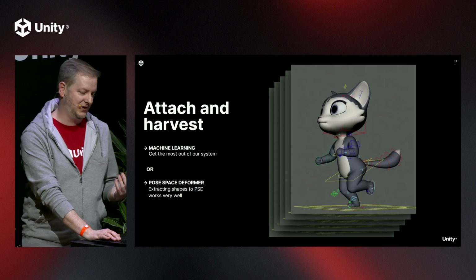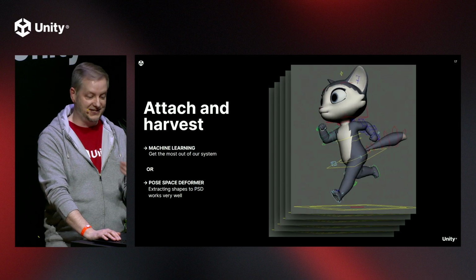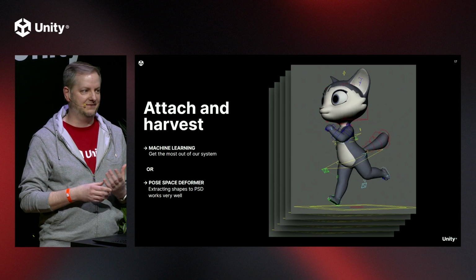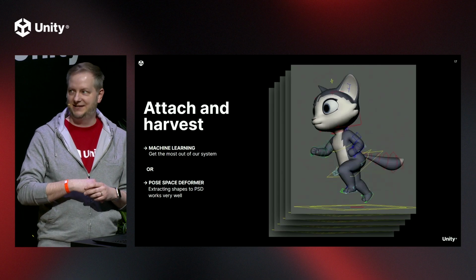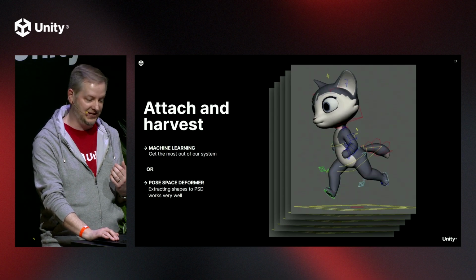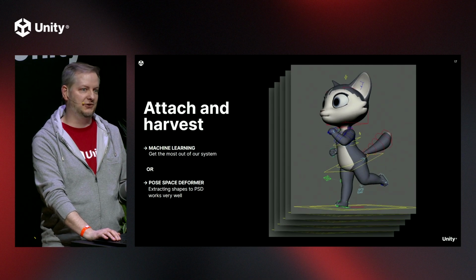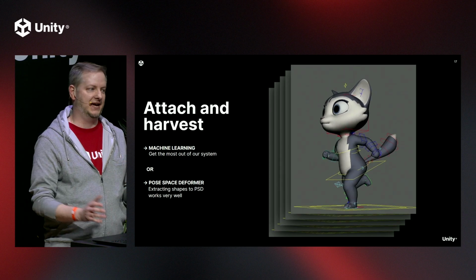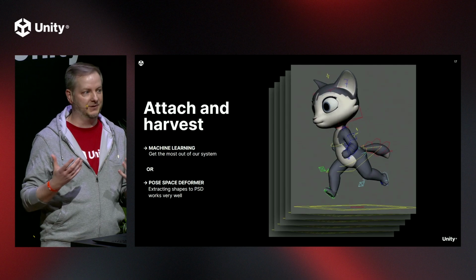Obviously, the best way to do that is with a machine learning process. That way, we're going to be able to take full advantage of this simulation system, and we get a seemingly infinite amount of corrective shapes and combination correctives that we can take out of it. But if your studio is not using machine learning yet, you can still extract shapes by hand and input them into a pose-based deformer system.